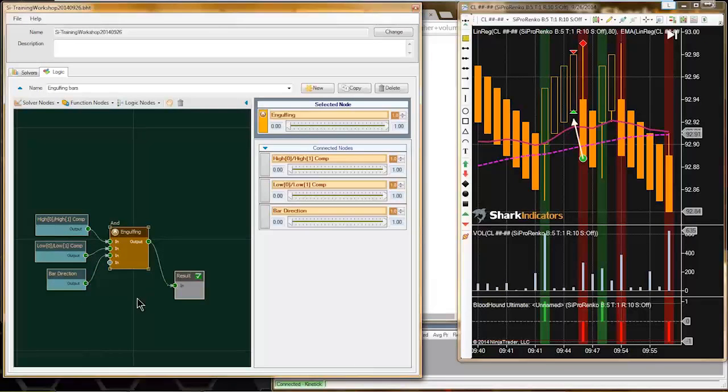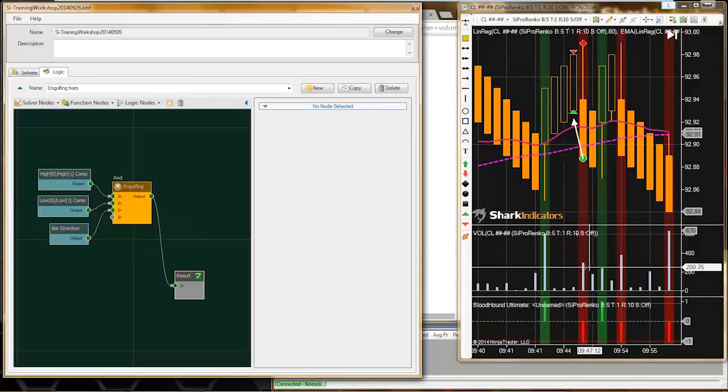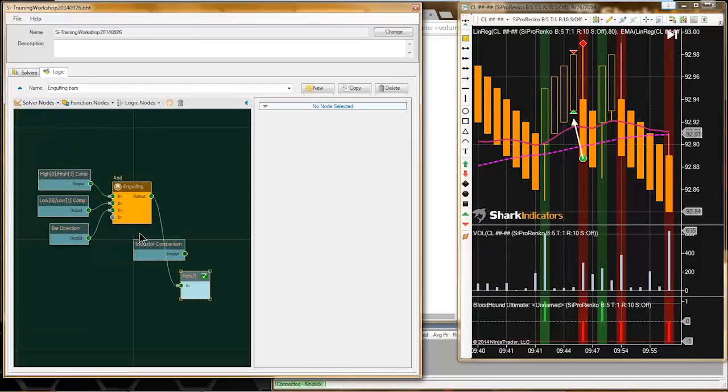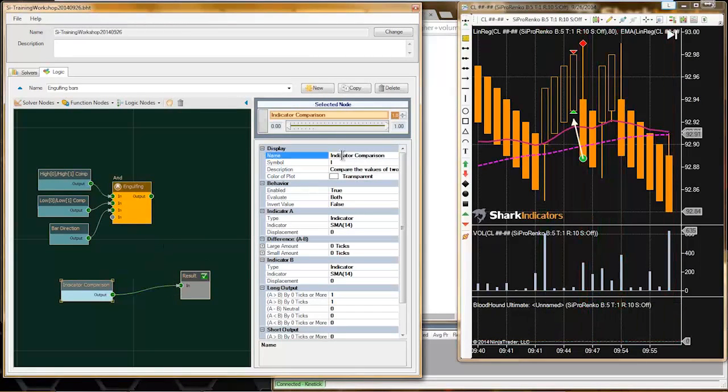Alright, so the next step is let's look for the volume. Let's look for the engulfing volume. I guess we'll call the volume engulfing. So once again, we need another comparison solver. So let's just add a new one on here. And we're essentially doing the same type of comparison as we did with the highs.